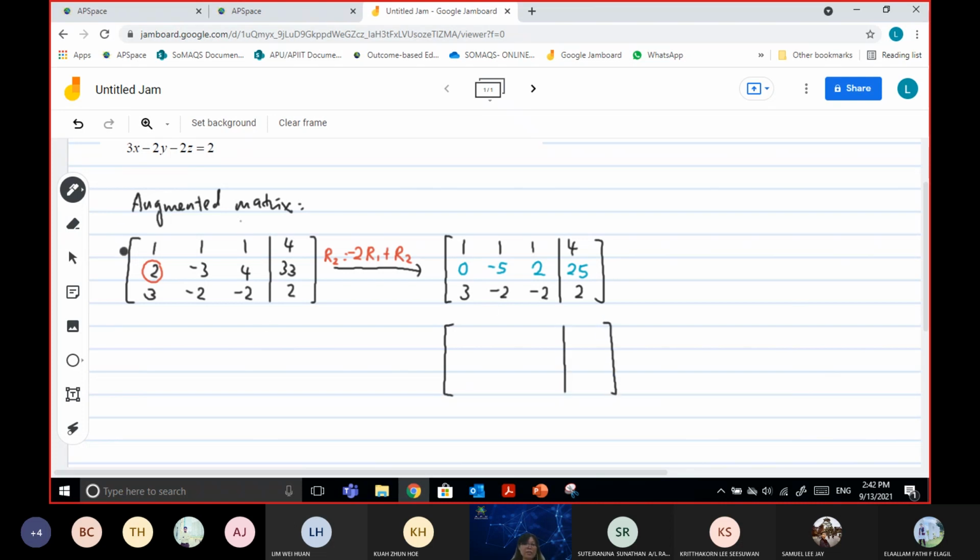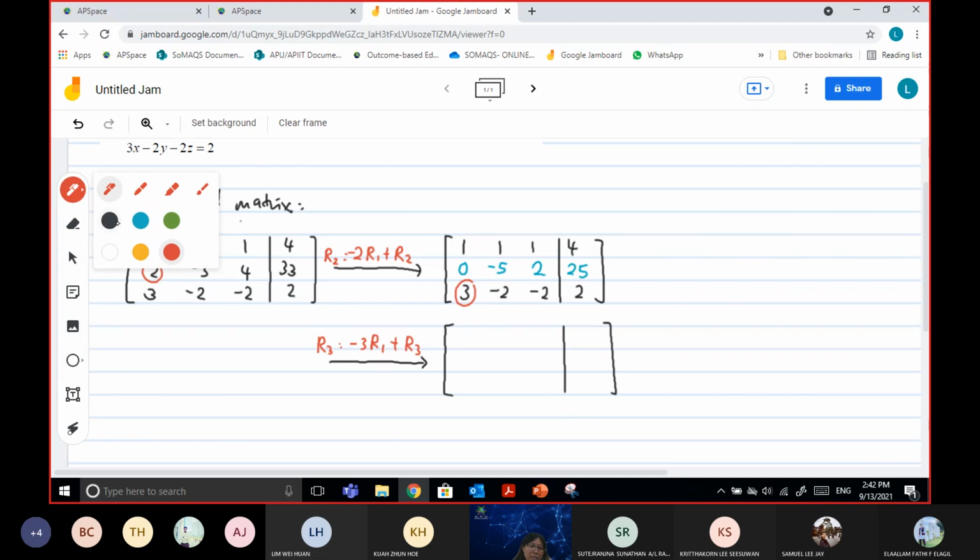For the next step, I would like to target these three and make them 0. Then what is my next elementary row operation? Since the first row, they gave you very easy numbers to work with, they gave you 1. So for the third row, I would like to take negative 3 multiplied with the first row, then plus the third row.